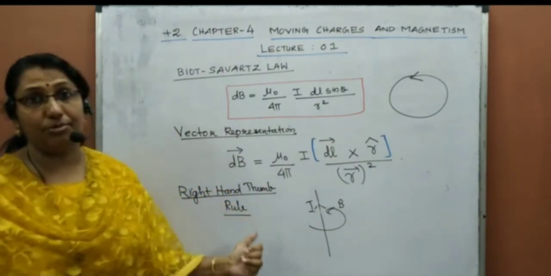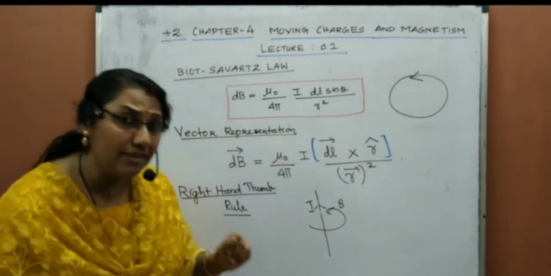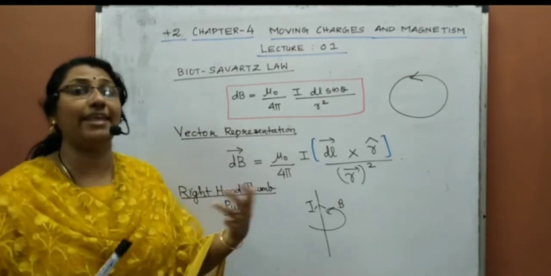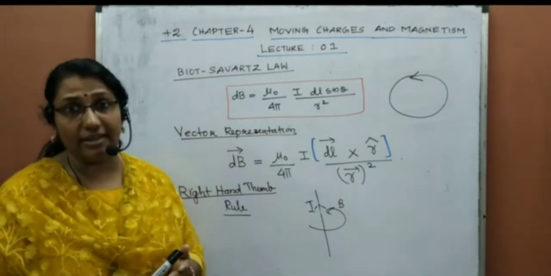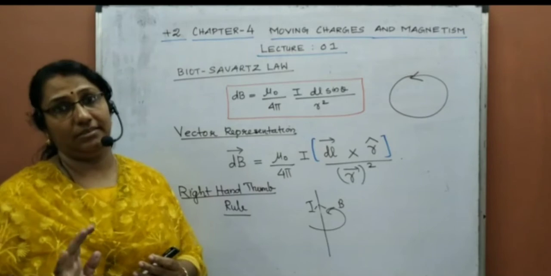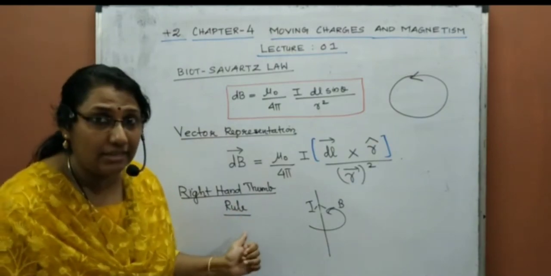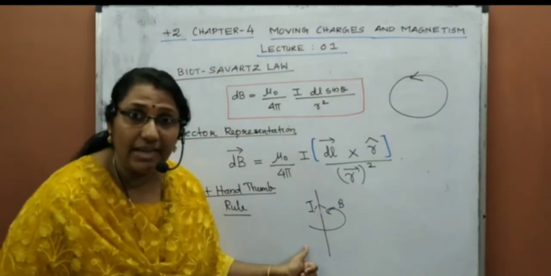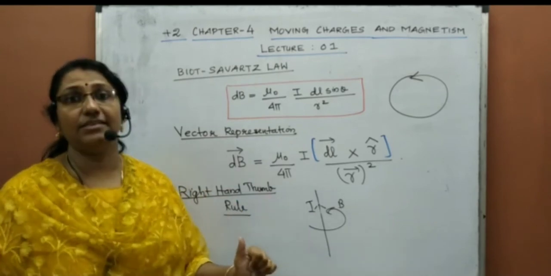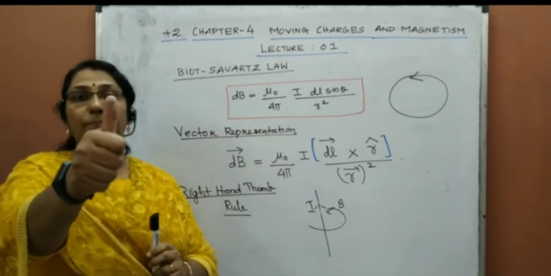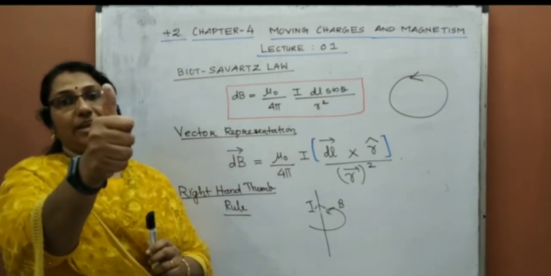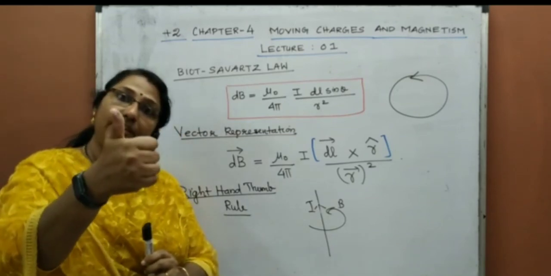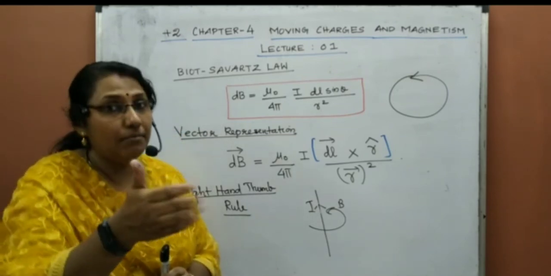So, the right hand thumb rule states that if a straight current carrying conductor is given, we are talking about straight, but if a circular current carrying conductor is given, take that. So, according to the right hand thumb rule, if a straight current carrying conductor is placed in our right hand in such a way that the thumb points towards the direction of current, then the curlings of the fingers will give the direction of the magnetic field.